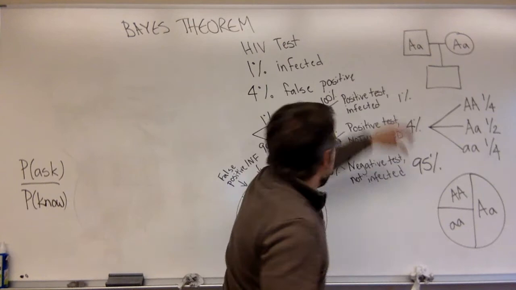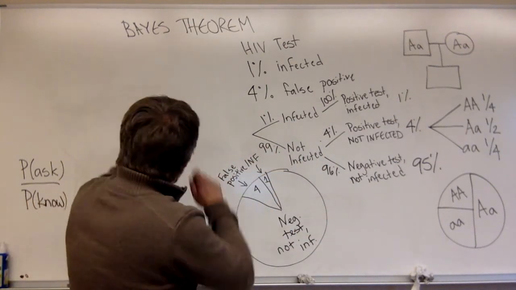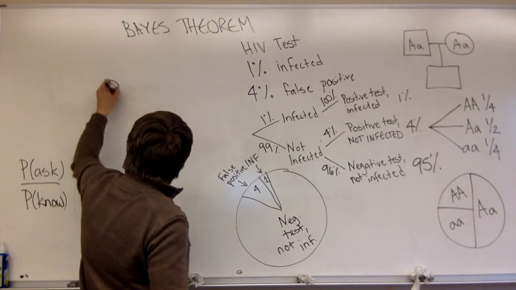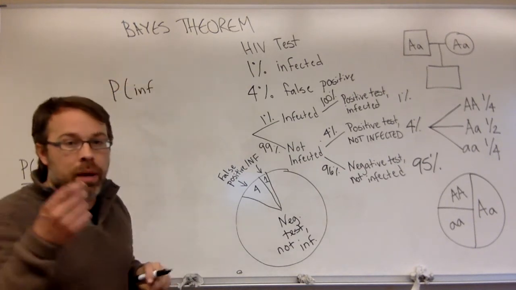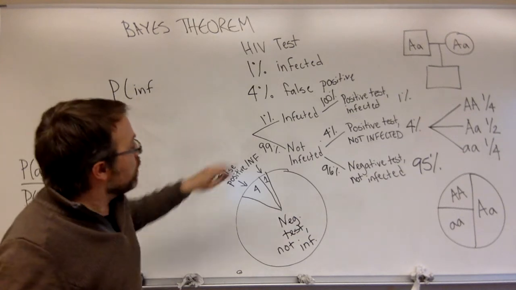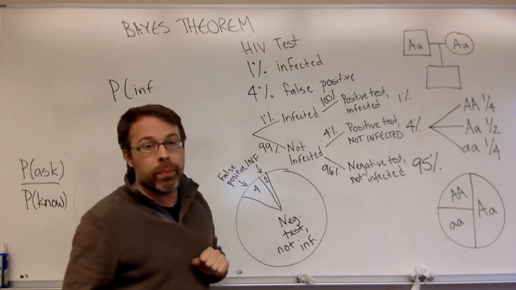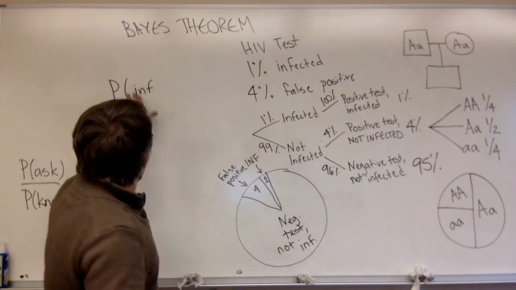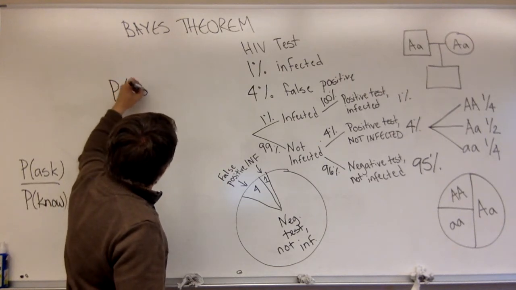So we can do that by the paths, or we can do it by the pie. But then our question is, what's the probability that we're infected? If I just ask you the probability that we're infected, well, that's just this 1%. 1% infected, it's right there in the problem. Or I could ask you, what's the probability that you get a positive test?